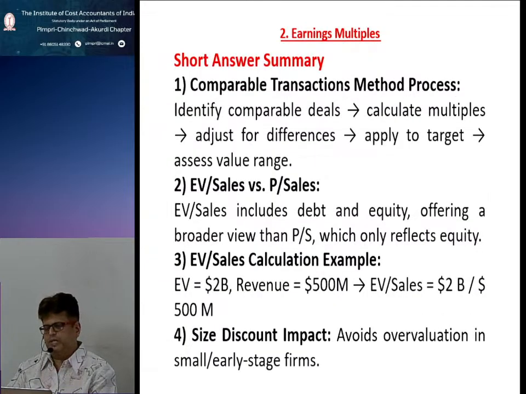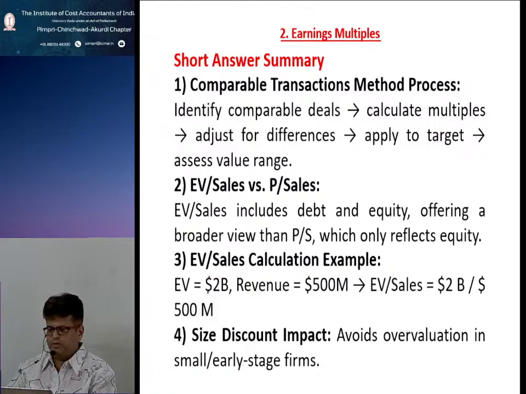Then we went through various short answer summaries. In that we saw the first short question answer was about the comparable transaction methods process, which involves identifying comparable deals, calculating multiples, adjusting for differences, and applying to the target company and thereby assessing value ranges. The second question was about EV to sales versus price to sales. So EV to sales includes debt and equity, offering a broader view than PS, which only reflects equity.